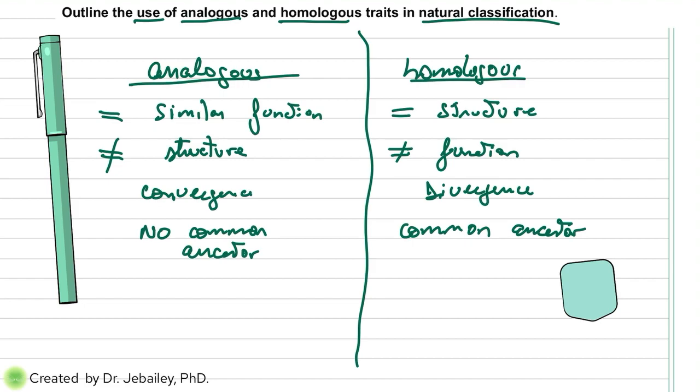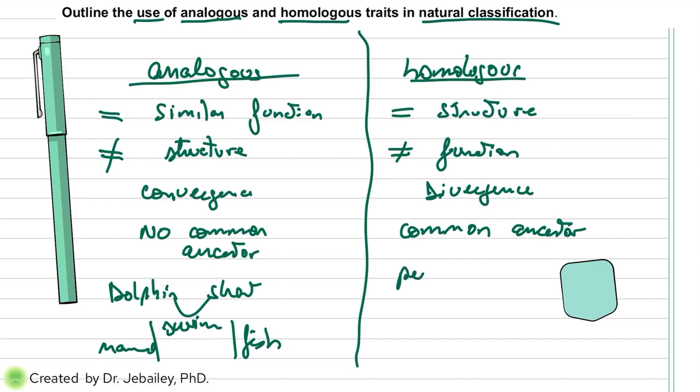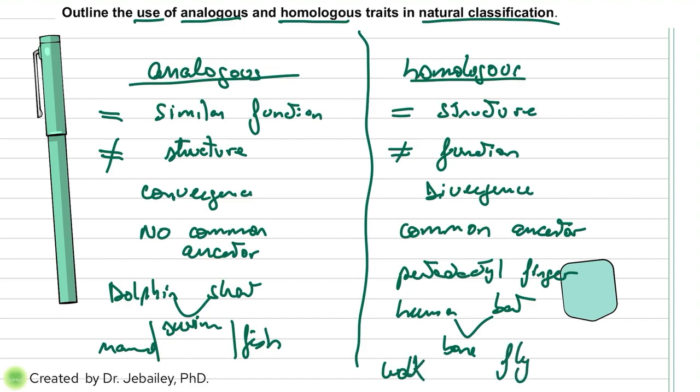What else can I put here? I can give examples. For example, the dolphin and the shark, right? They both swim, but the dolphin is a mammal and the shark is a fish. Completely different groups, so no common ancestor. In this case, I can talk about the pentadactyl limb, the five fingers, and how humans and bats have the same bone structure. However, humans walk, and bats usually fly. So here I have put all the differences between the two.